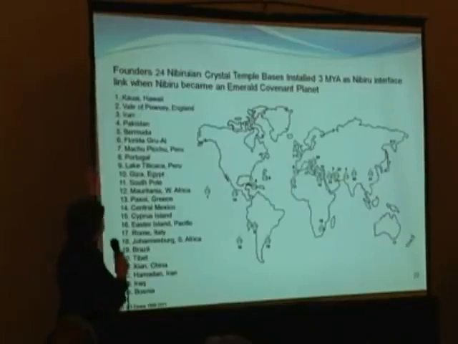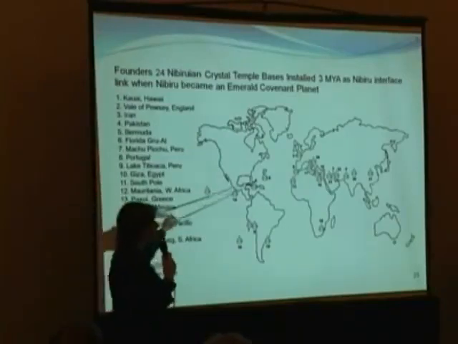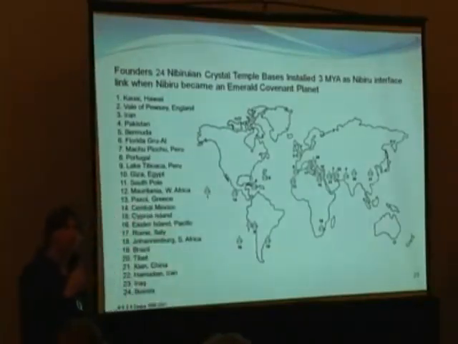Christic frequency. So here we have the founders, 24 Nibirian crystal temple bases. They were installed 3 million years ago as a Nibiru interface link when Nibiru became an Emerald Covenant planet. When I was working with this, again, I did not know Nibiru was an Emerald Covenant planet. These are the places depicted on this map with beautiful rainbow akashas because the guardians have control of them in this diagram.